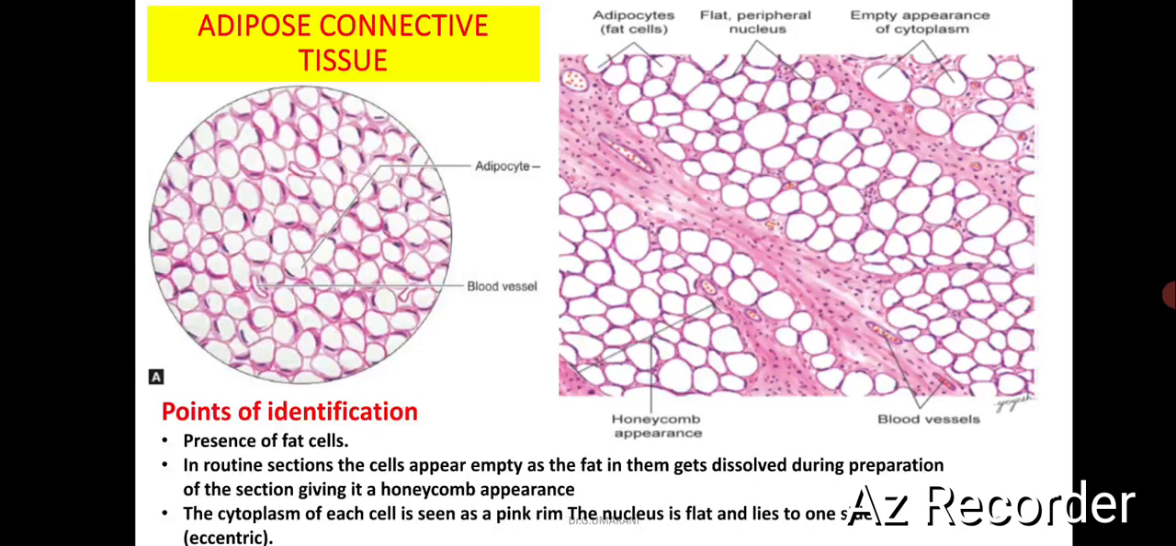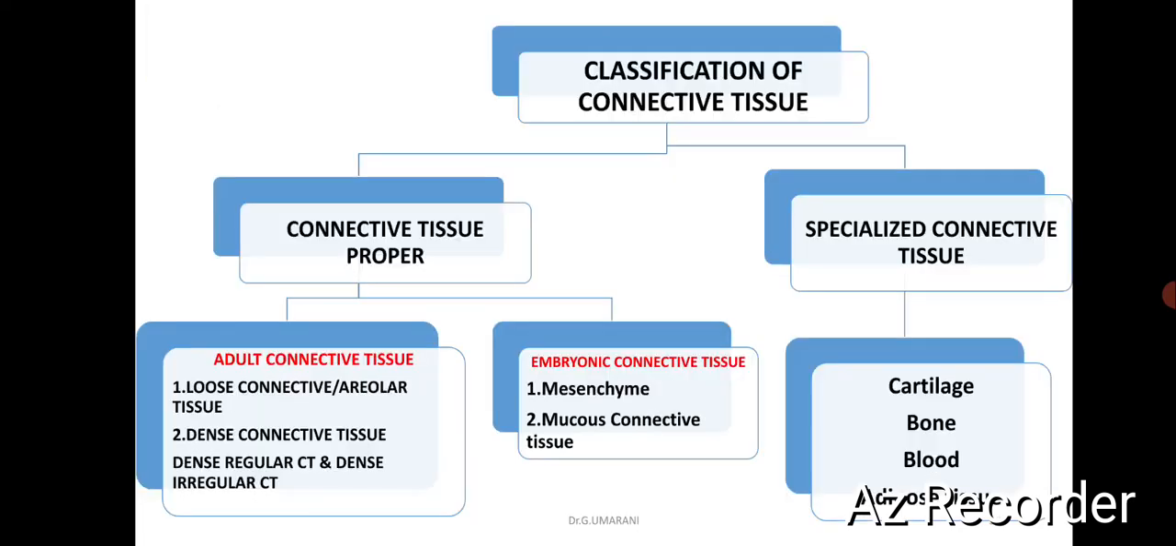Here we can identify it by the presence of fat cells, and the cells appear empty as the fat in them gets dissolved during the preparation of the section, and it gives a honeycomb appearance. The cytoplasm of each cell is seen as a pink rim, and the nucleus is flat and lies eccentrically at one side. So this is the slide of adipose tissue and the microscopic identification points. So this is the revision of the slide.